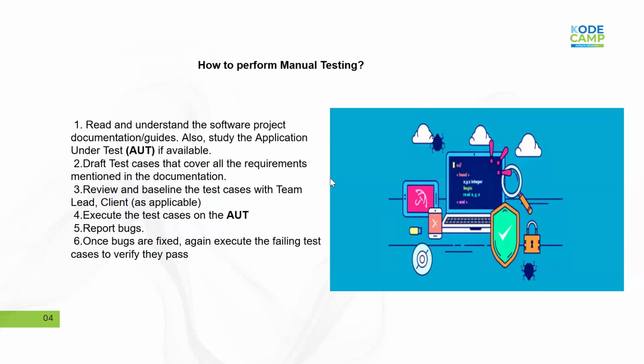Then you execute the test case. After you have executed your test case, you report bugs. And once your bugs are fixed, you test those test cases that failed, because those test cases failed. That is why they were bugs. So you test it, okay, it has now passed. Then you do another round of testing, more like regression testing.